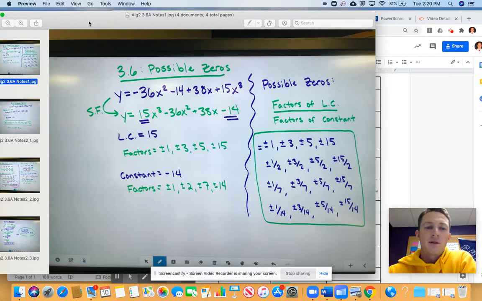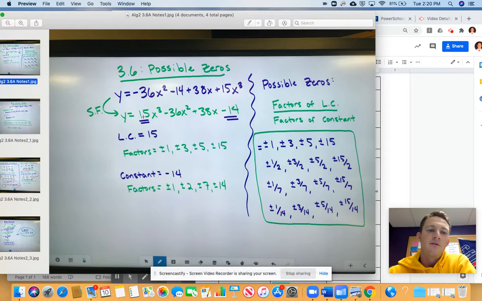So before we start, we need to take this original polynomial and put it in standard form. That means we're going from the highest exponent to the next highest, to the next highest, to the one without an exponent. So our standard form, SF, y equals 15x cubed minus 36x squared plus 38x minus 14.